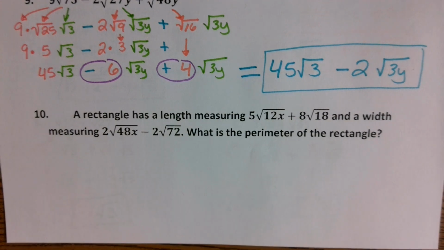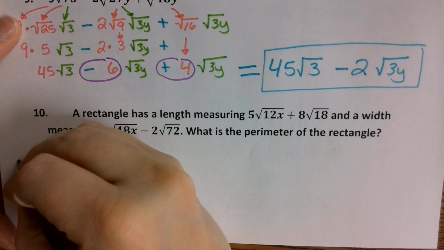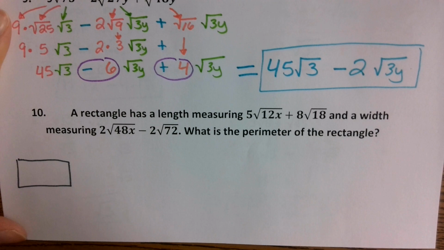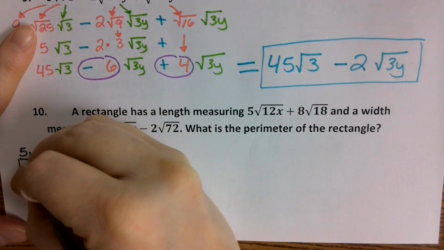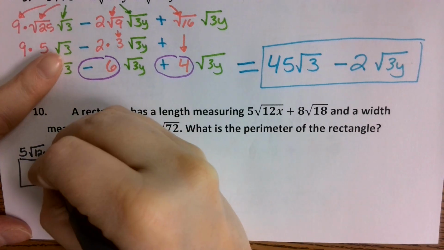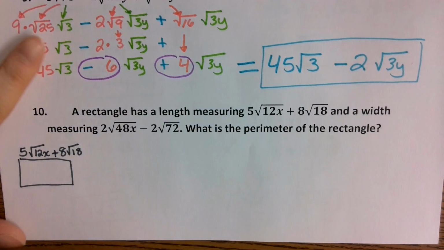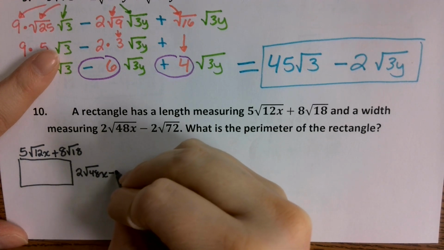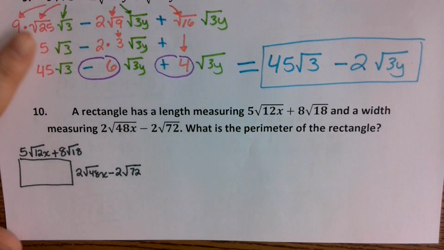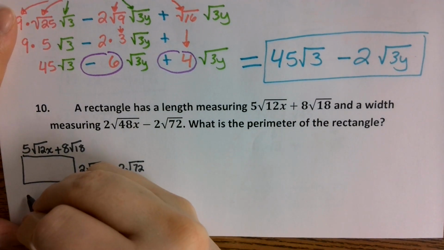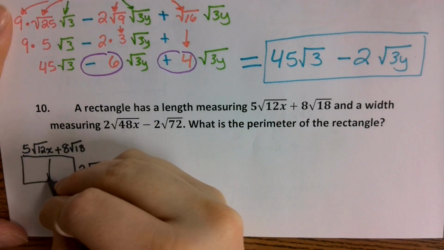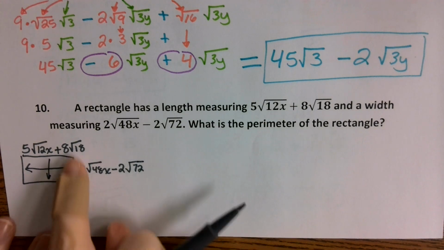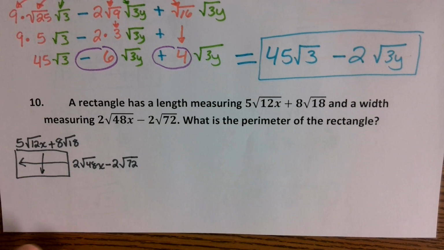The perimeter. Okay, so when we've got a rectangle going on here, we have a length and a width. The length is 5 square root of 12x plus 8 square root of 18. The width is 2 square root of 48x minus 2 square root of 72. And then it's the same again on the bottom and on the side. So this is the same and this is the same. So that means we have 2 of these and 2 of these that we're combining together.